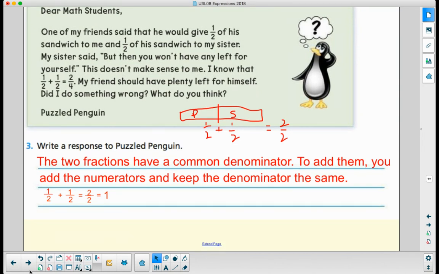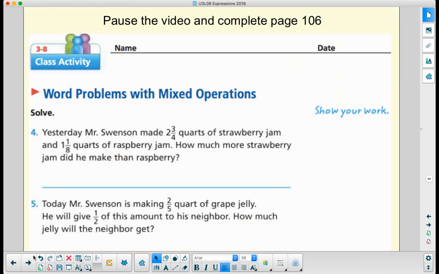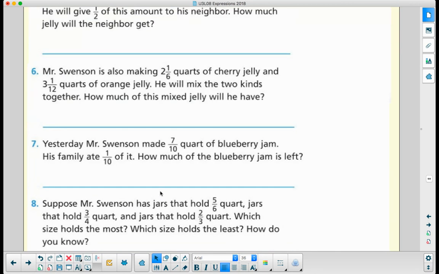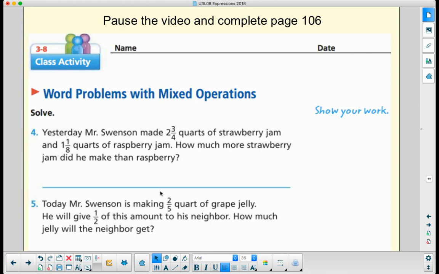All right. So going on, we have some word problems with mixed operations. Pause the video and complete page 106. What you might want to do is do problem 4, then play it, and then pause it and do number 5 and play it and pause it. Or you can do the whole page and then watch mine. All right, good luck.